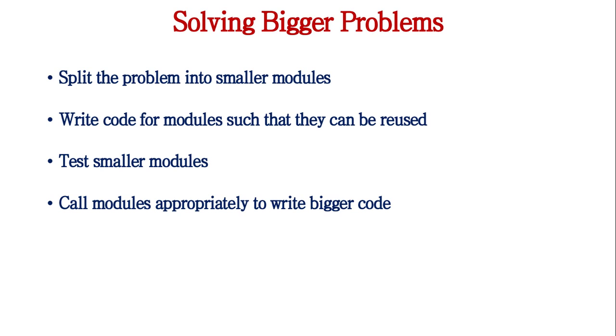And then you have to write code for the smaller modules so that it can be reused. After splitting into modules, you have to identify the part of the solution which is similar, write a function, and then call it in the places wherever it is required. And then after writing the functions, we have to test the smaller modules to see whether the function is doing its job properly.